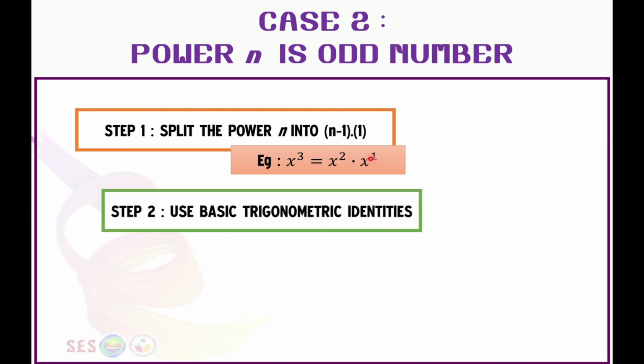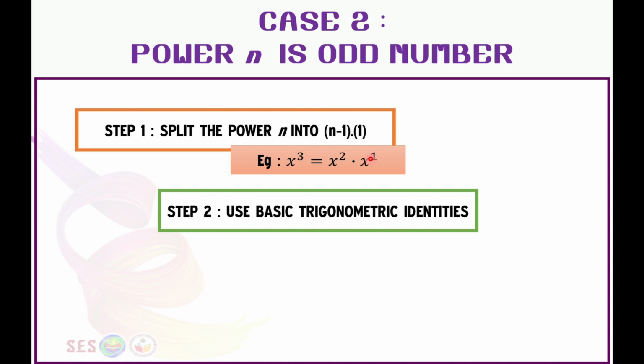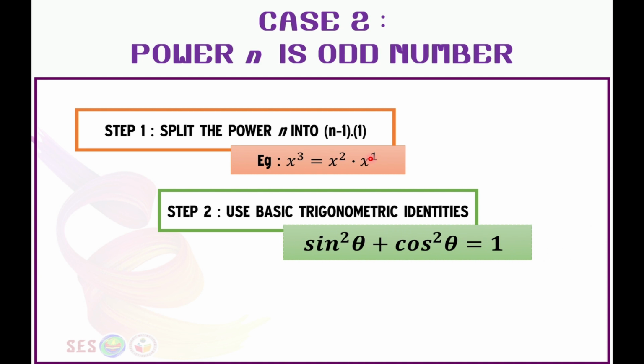Next, I will use basic trigonometric identities. We have 3 basic identities, but in this integration of sine and cos with odd power, I will use sine squared plus cos squared equals 1. No matter what the theta is, it must always be the same. So if the question asks to integrate sine cube 3x, let's say our theta is 3x. So sine squared 3x plus cos squared 3x equals 1. So we are going to follow the data in the question.